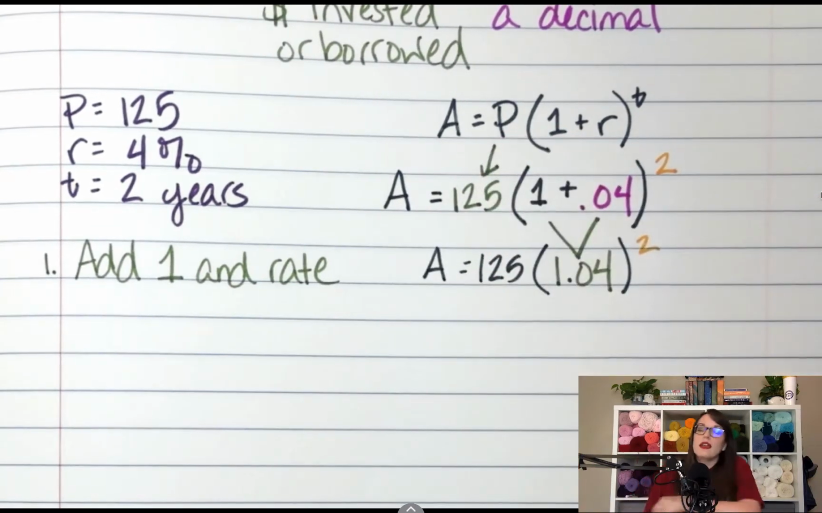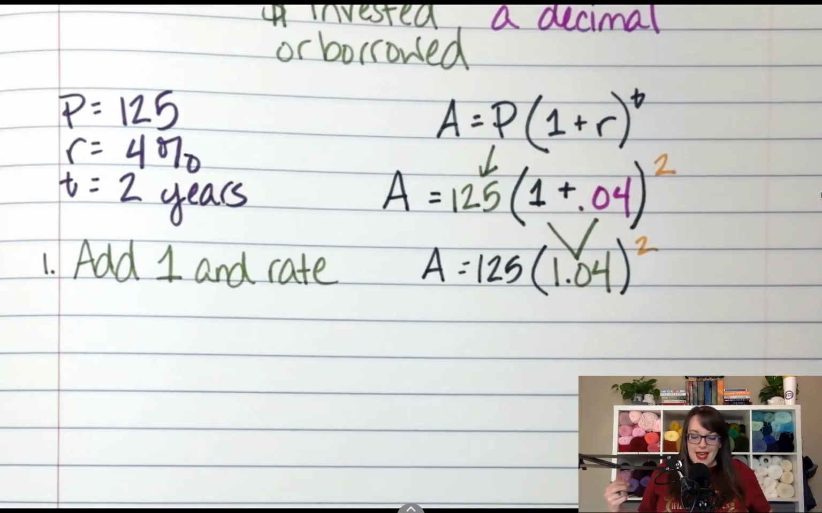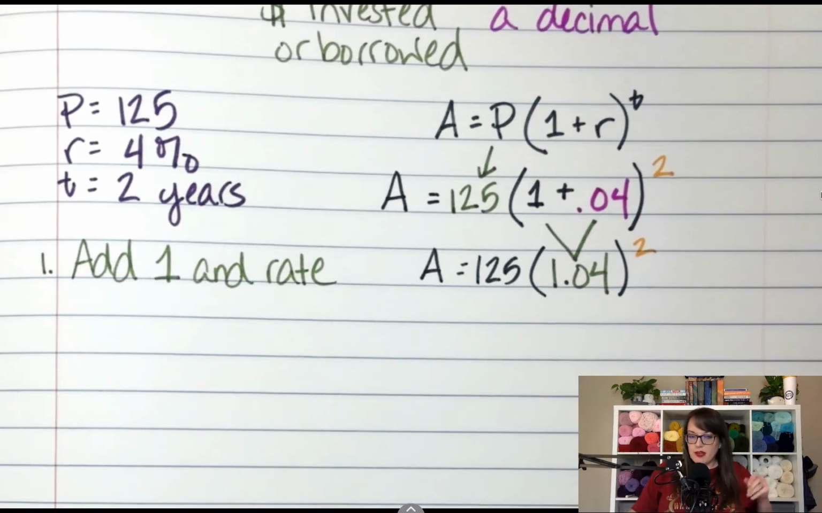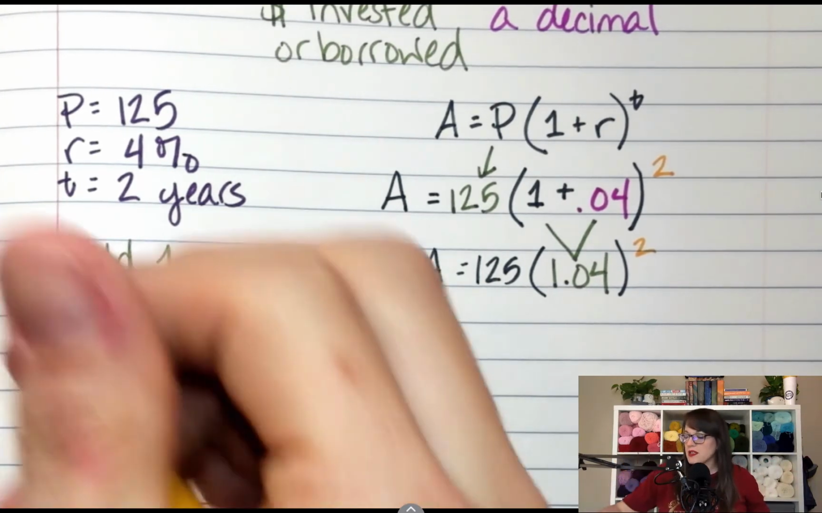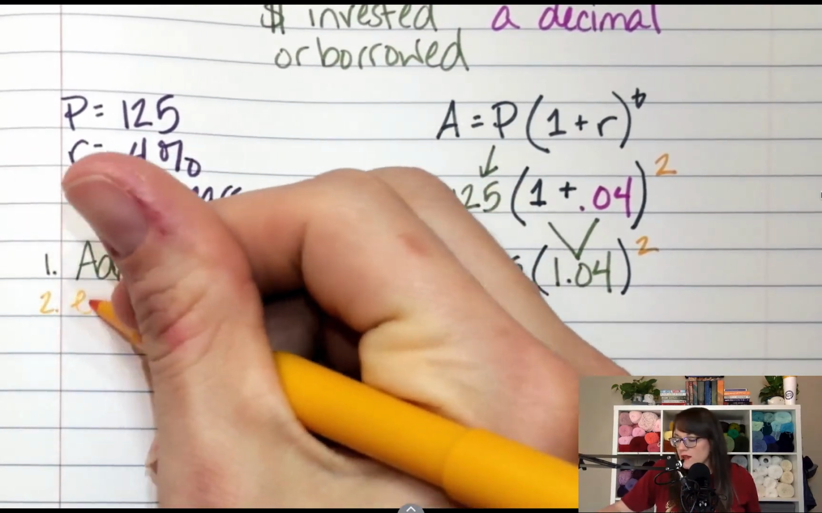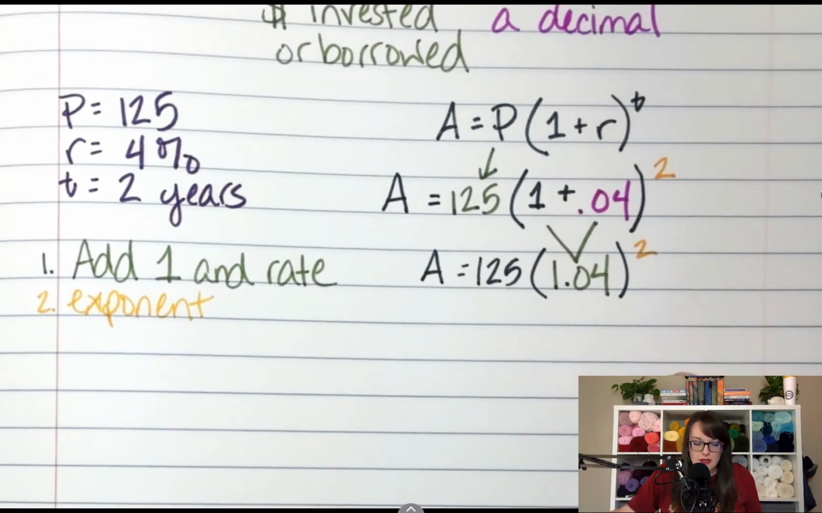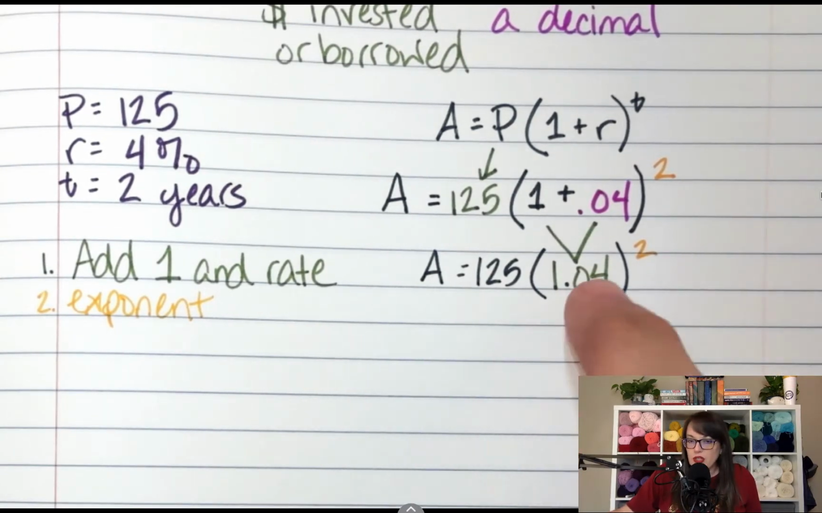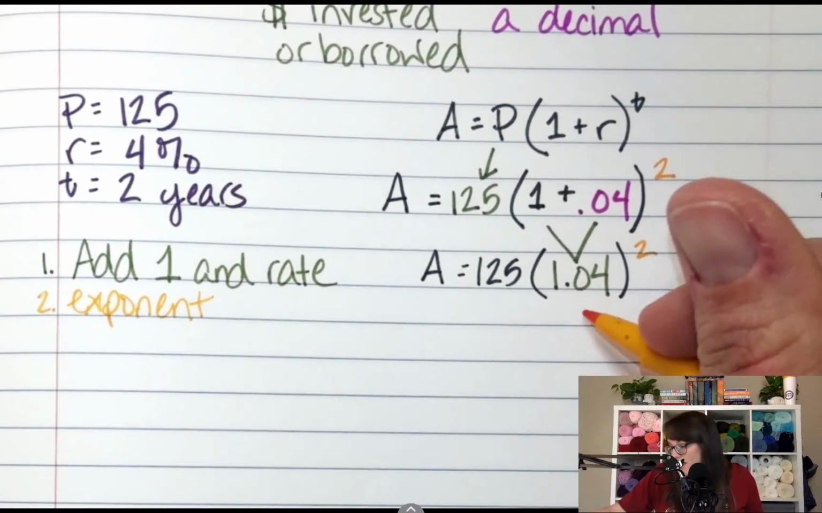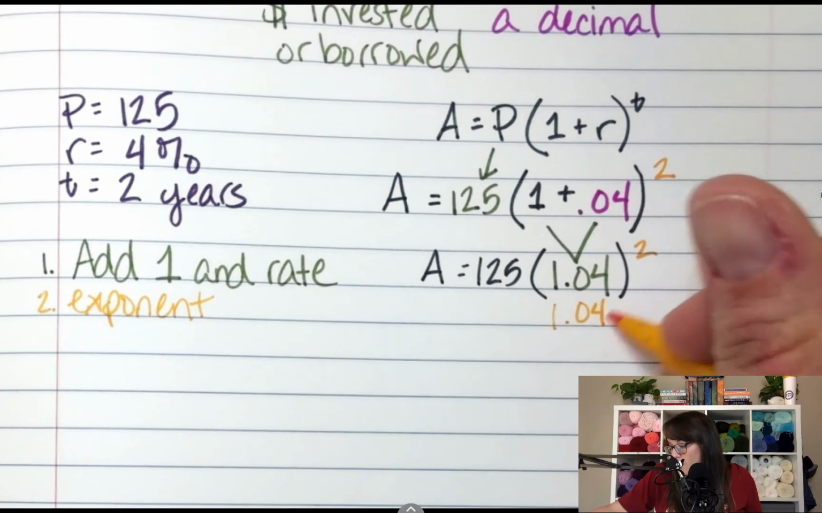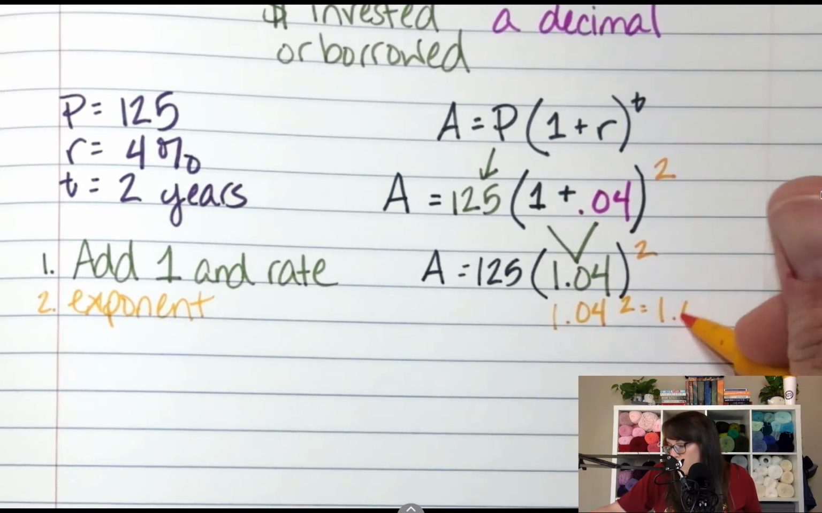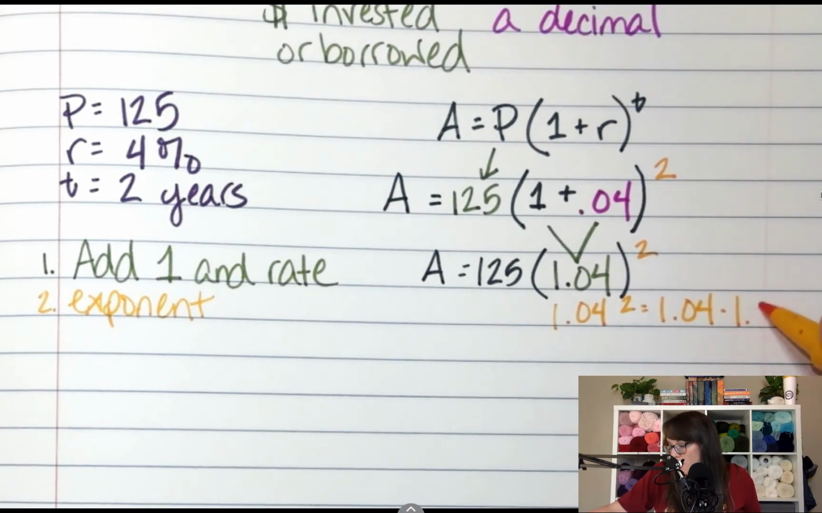Okay. Now, next, I do the exponent because when I do PEMDAS, parentheses, exponents. So step 2, I'm going to look at the exponent. And what that exponent tells me is that I have to do 1.04 times 1.04. So I have to do 1.04 squared, which equals 1.04 times 1.04, which equals what?